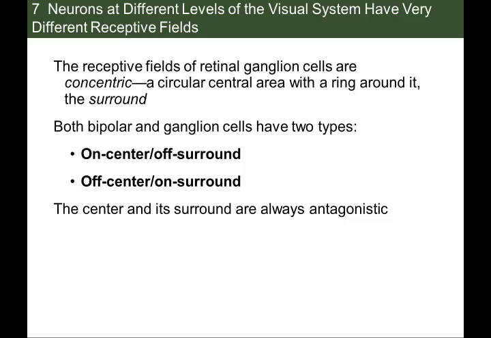So let's take the first example. You have the receptive field, you have on-center, meaning that the light is shining on the center, off-surround, meaning that there's no light on the surround. So only the center is illuminated, in other words. If it's an on-center cell, the bipolar cell is going to be depolarized, which will translate into action potentials in the ganglion cell because it's an on-center bipolar cell, as I showed you two slides ago.